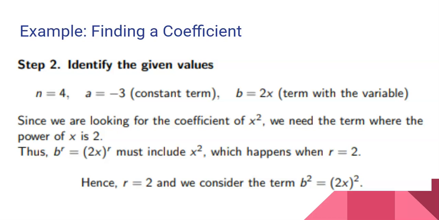So a and b can be interchanged. So again, step number 2, identify the given values. The exponent of the binomial is 4, so n is equal to 4. And we have a is equal to negative 3 and b is 2x.